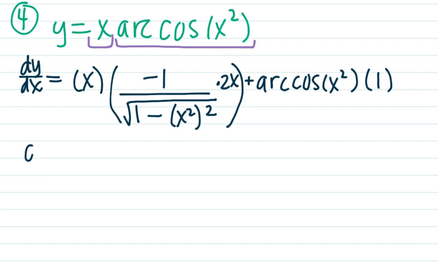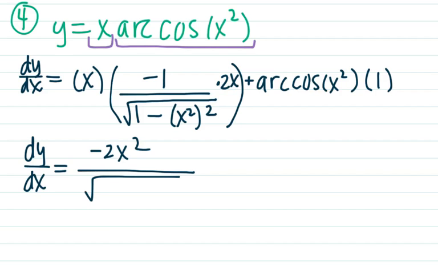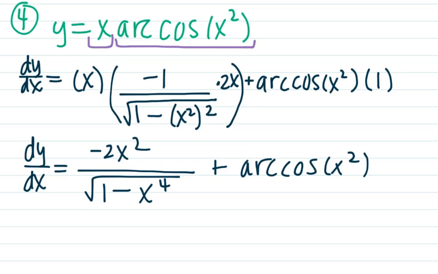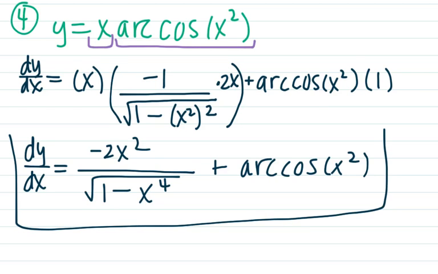Now let's try to put it all together. So in the first term, we're getting a negative 2x squared on the top over that square root in the denominator, and that would really be x to the fourth, and then plus arc cosine of x squared. And you can make this look prettier, but I feel like this is all we're going to do today. And that concludes our lesson on the inverse trig function derivatives.